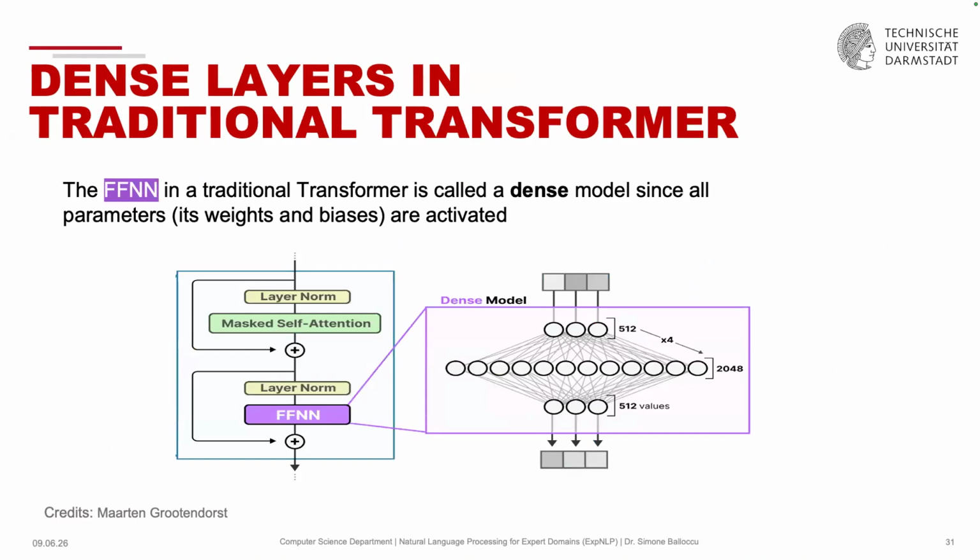Now, what does this feed-forward neural network look like? In a vanilla transformer architecture, it's just a dense model. So you have some layers at the top, then it usually gets bigger. For example, here you have 512 neurons, then 2048, and then it downscales to 512, and you get your output. This is a dense feed-forward neural network.